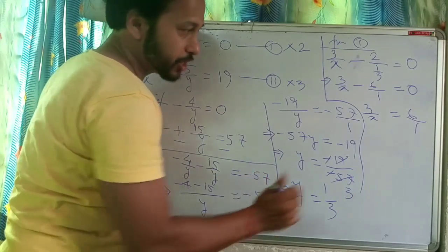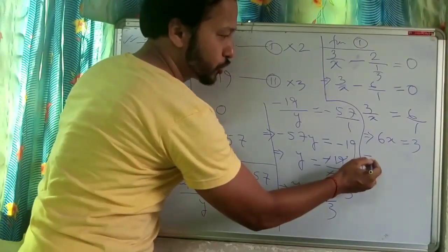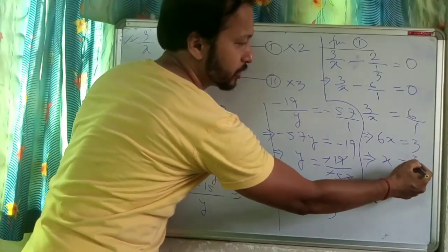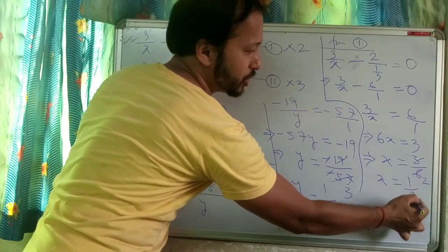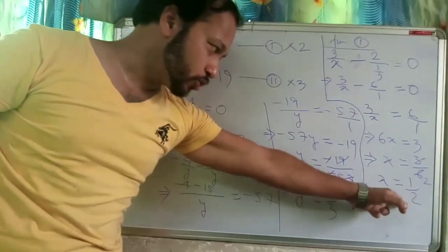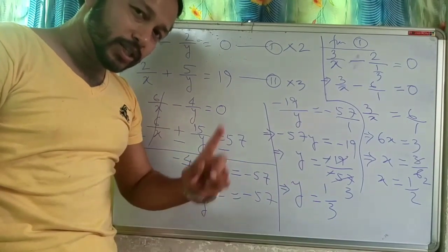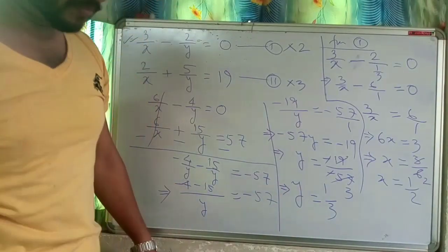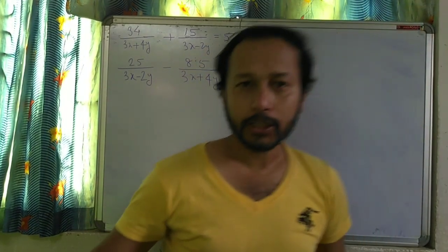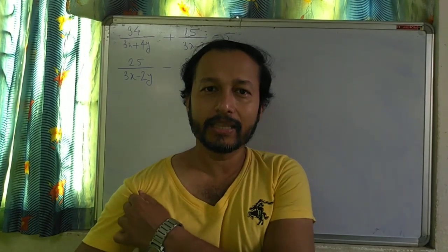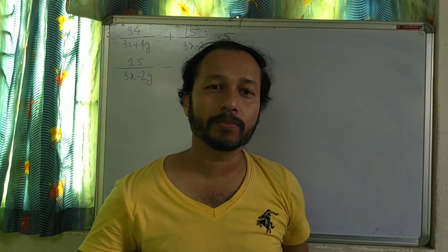Now cross multiply it. 6x equal to 3. So x equal to 3 by 6, that is 1 by 2. Yes, x is 1 by 2 and y is 1 by 3. Understood? Let us go for another sum. See, another sum. This sum is a little more complicated than your previous sums. Let's see.